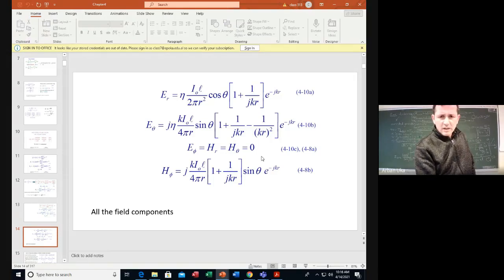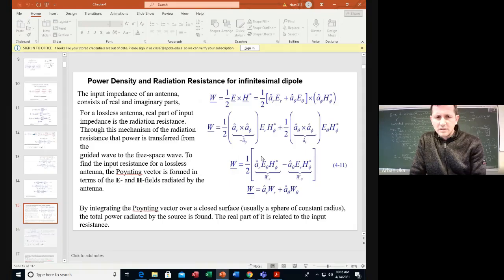Again, this is ER, E theta. Okay, so again, this expression we saw here in the previous 2 slides. They're put here in one slide, where we see the 3 components that are equal to 0, and 3 components that are different from 0. 1 electric field component is 0, 2 magnetic components are 0, and the rest are not. So these are all that we may need.